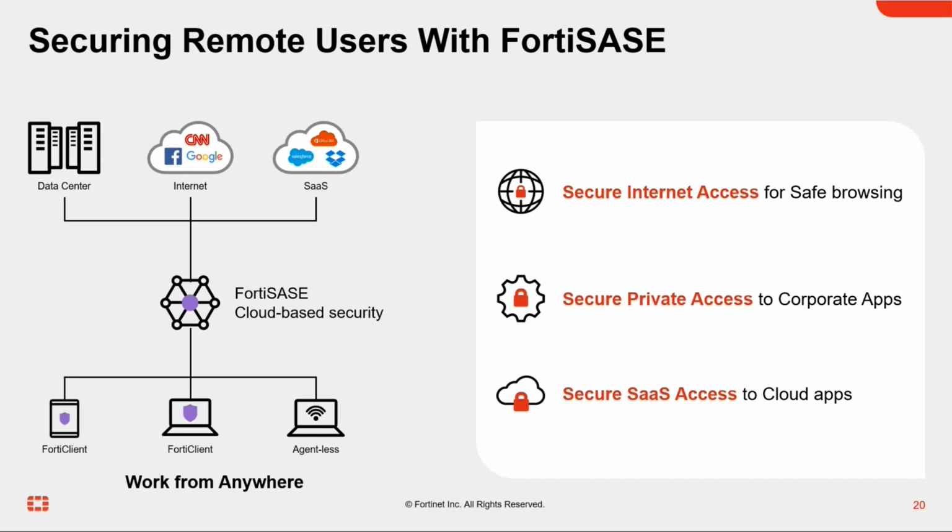From a Fortinet perspective, we talk about secure internet access. So that's essentially safe browsing for those remote users, be those users working from anywhere once again. Secure private access to corporate applications, and the private access component is where the SASE infrastructure essentially provides a connector to your existing Fortinet or FortiGate estate. So providing a conduit between the SASE infrastructure and your private enterprise infrastructure to give access to those corporate applications. And then finally, the secure SaaS access. So essentially a CASB, or a cloud access security broker, to provide connectivity to those cloud applications.